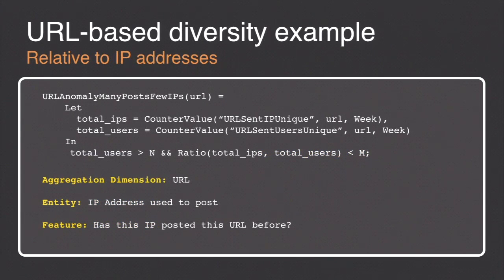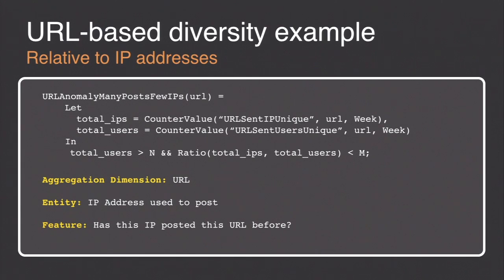Yeah, so the last example I'm going to talk about here is another IP-based classification example, where you have some attacker sending URLs around. They control some amount of users and some amount of IP space. And we want to know: are these URLs being sent by a large number of users from a small number of IPs?